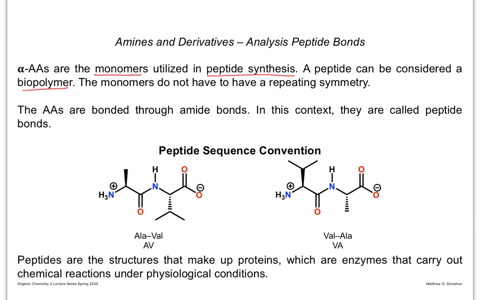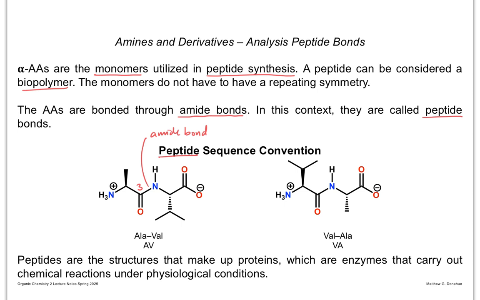Amino acids are bonded together through the amide bond. In the context of these biomolecules, we call them peptide bonds. So how do we spot that? We're looking for the oxidation state 3 carbonyl, and so that is an amide bond, alternatively called a peptide bond.